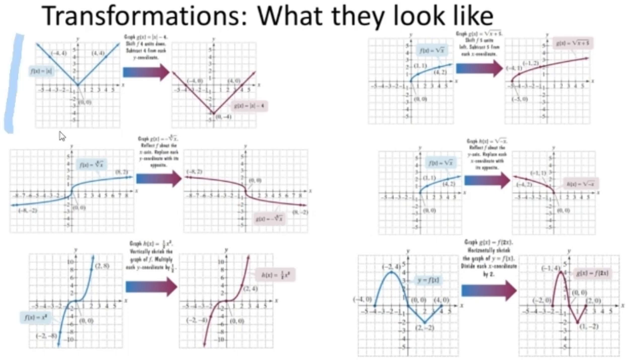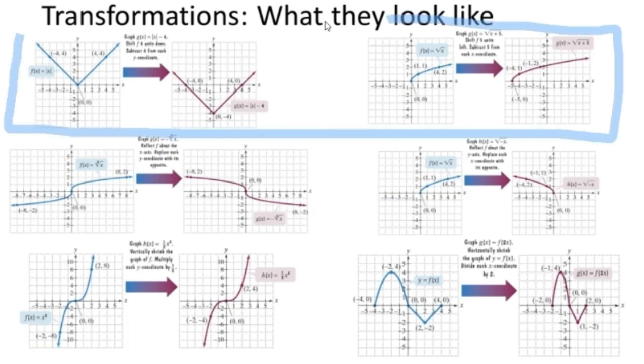For example, when we're doing translations, whether vertical or horizontal, notice how the resulting graph in red just looks like the blue graph just moved around a little bit. For example, the one here on the left, you can see going from the original absolute value graph to this absolute value of x minus 1. It's as if we picked up the graph and moved it down 4 units. Same thing when looking at the square root of x versus the square root of x plus 5. It looks like we picked up the square root of x graph and moved it left 5 units.